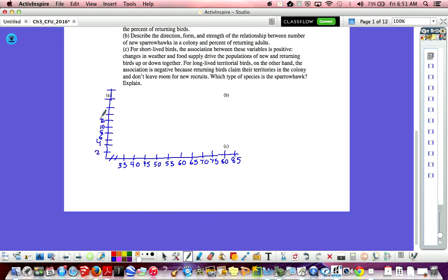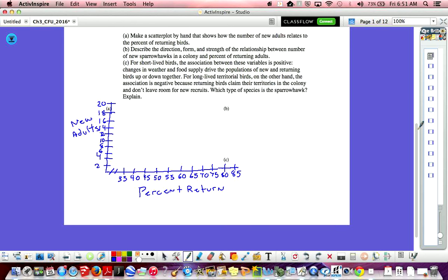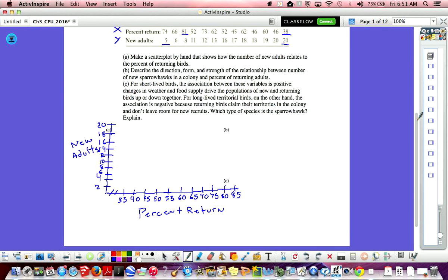Sorry that the graph's looking a little bit off. My pen is not 100% calibrated, and I really don't want to do the calibration right this second. So, percent return, and new adults. Now I just need to go through and graph every single point, so this is going to take a little bit of time.